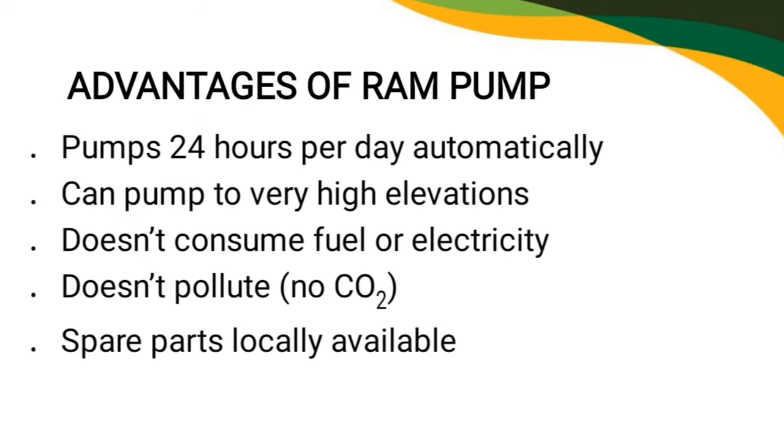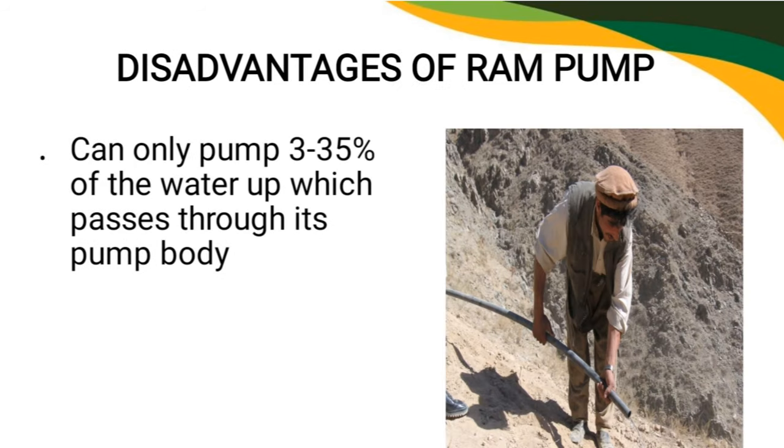So the advantages of ram pumps are it can pump 24 hours a day automatically, it can pump to very high elevations, it doesn't consume fuel or electricity, it doesn't pollute, and the spare parts are locally available. So one of the disadvantages of ram pump is its efficiency. It can only pump 3 to 35% of water which passes through its pump body.